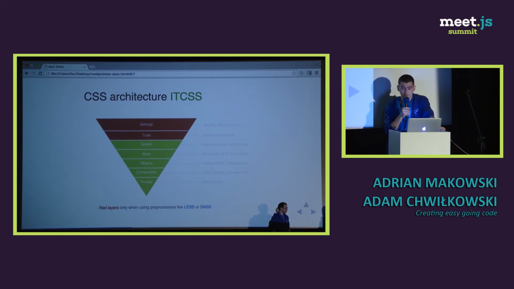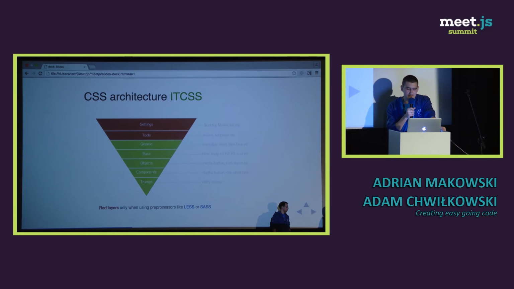Each layer has different responsibilities. So settings, when using a preprocessor like Less or Sass, we are talking about the variables layer. Then we have settings like config, baselines, etc. Tools are for mixins and functions. So it's also clear to use. Generic is just for stuff like normalize or CSS reset, which I do not recommend to use.